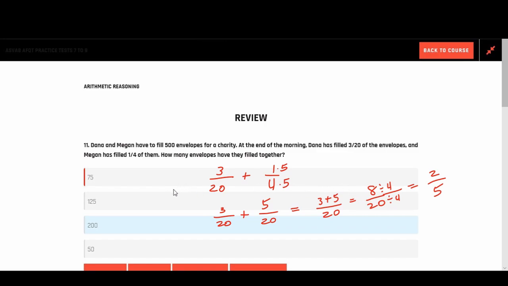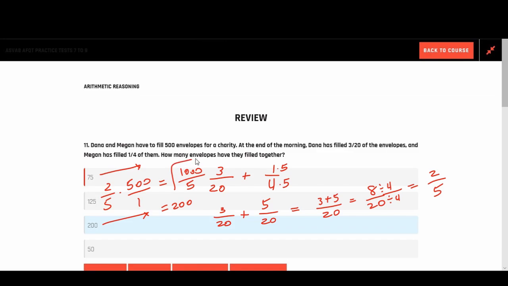Now we just have to figure out what 2/5 of 500 is. So, we can do it this way, 2/5 times 500. And again, when you multiply fractions, you multiply straight across. Again, when you add fractions, you just add the numerators. When you multiply fractions, you multiply straight across. So this would be 1,000 over 5. And we should be able to see that 1,000 divided by 5 is going to be 200.